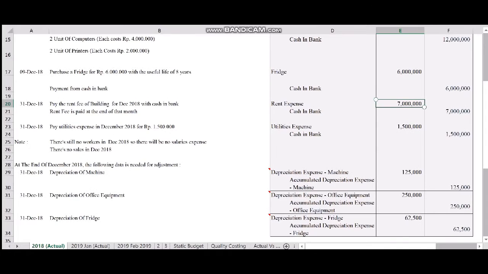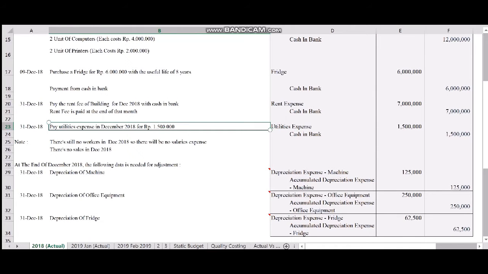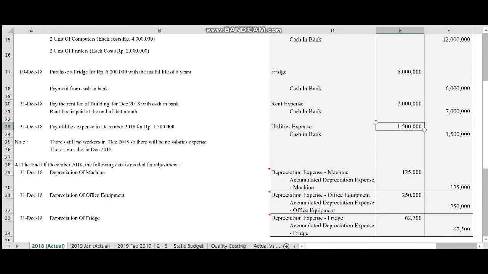Next, pay utilities expense in December 2018 for 1,500,000. The journal entry is utilities expense to cash in bank for 1,500,000. Note: there is still no worker in December 2018, so there will be no salaries expense. There is no sales in December 2018.